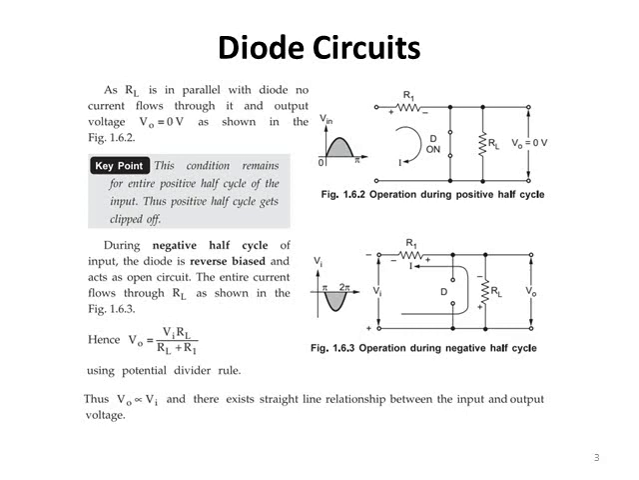During negative half cycle of the input, the diode is reverse biased and it acts as an open circuit. The entire current flows through RL. It is shown in the figure. So the diode is behaving like an open circuit. So the voltage will be dropped across RL. Okay, the output voltage will be the voltage drop across RL. Hence, VO is equal to VI into RL divided by RL plus R1. We are applying potential divider rule here.